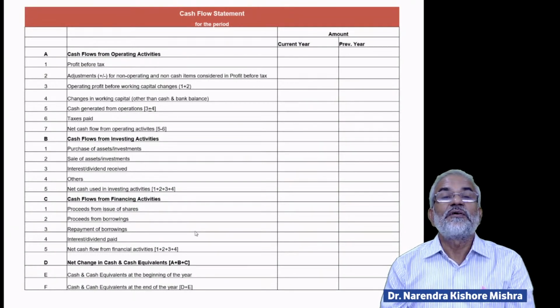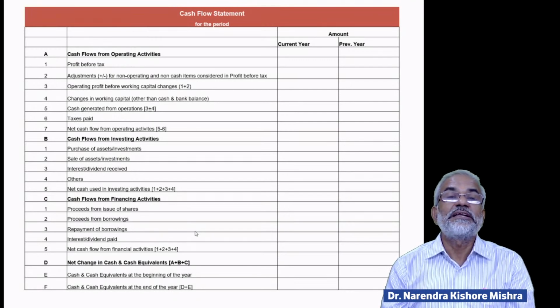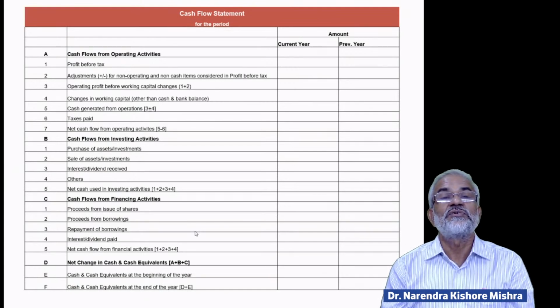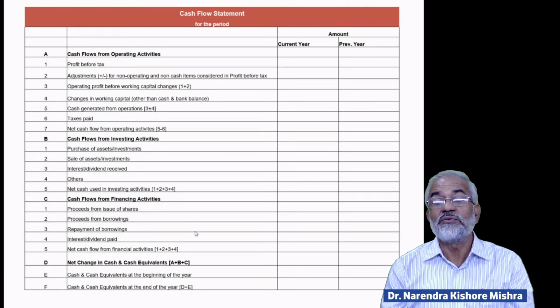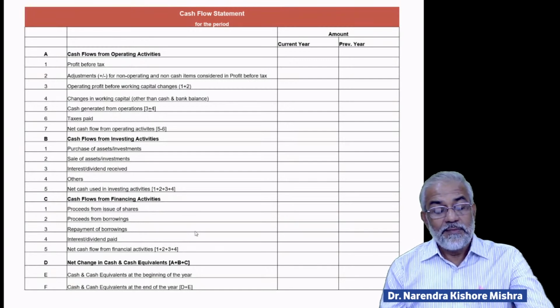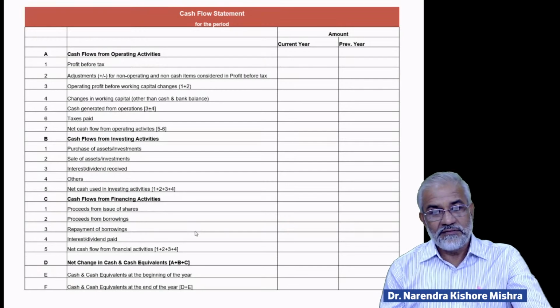Then operating profit before changes in working capital. That means 1 plus 2 would be the operating profit. When the first item and the second item get adjusted, that gives rise to the operating profit. Then changes in the working capital, other than the cash and bank balance. The changes in the working capital, what I was talking about, you need to apply the equation. The funds from the net profit have to undergo the equation.